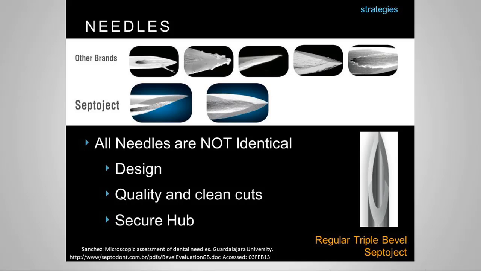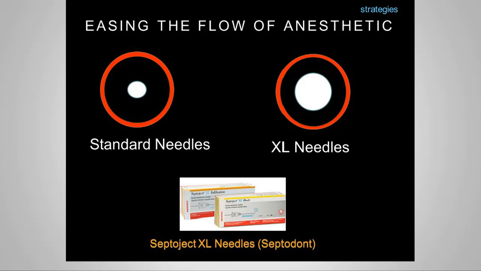I like to personally stick with my Septodont brand needles, and I do like the Evolution needle too because of the design. I think it's an excellent needle, especially if you're going to do quadrant dentistry. You might have to do multiple injections, say on the maxillary arch, to achieve that.